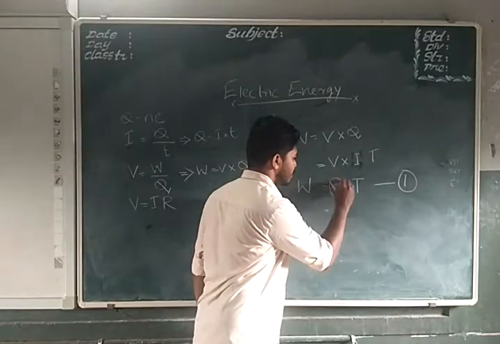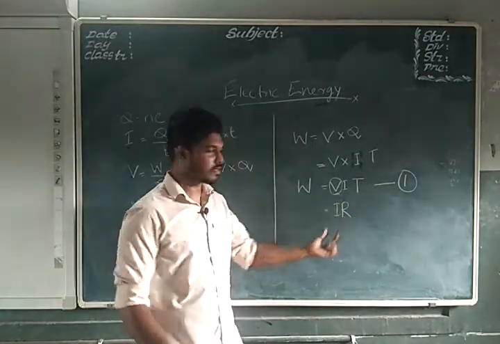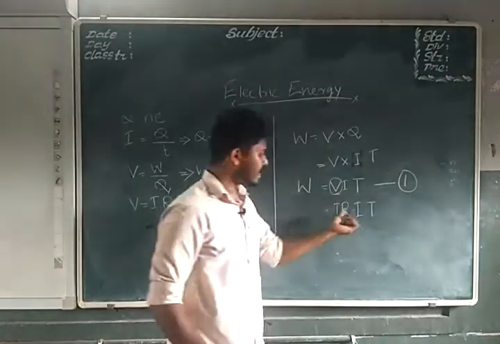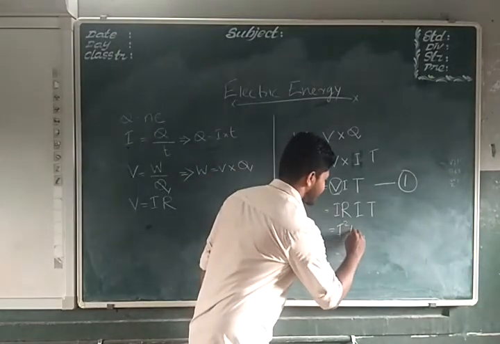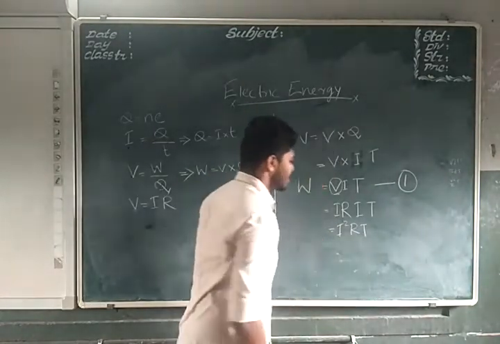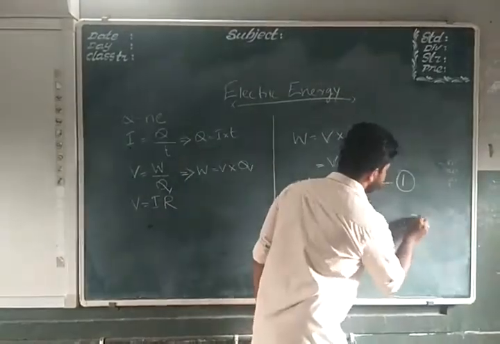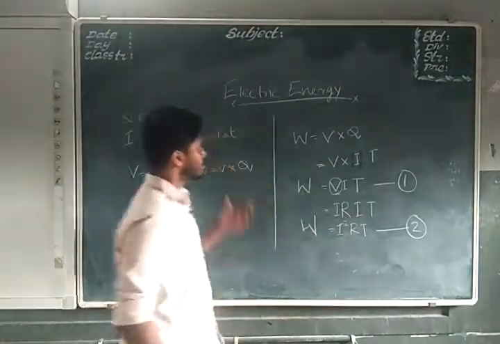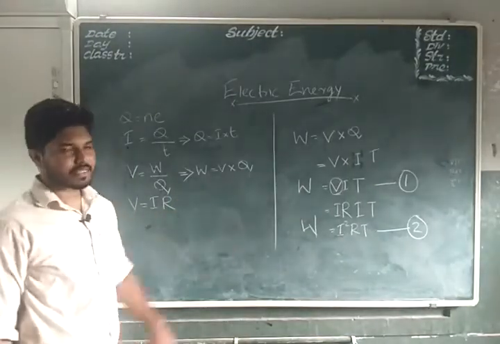So instead of V, we substitute IR. So it becomes IR into I into T. What is I into I? I square, right? I square RT. So the equation becomes I square RT. So that is the second equation for work done, or the electric energy stored inside the conductor. W equal to I square RT.